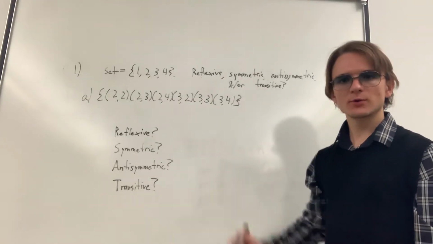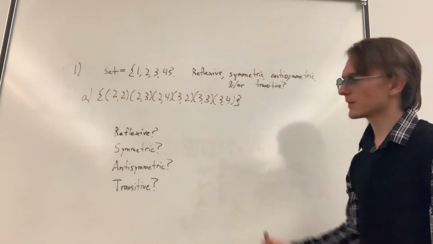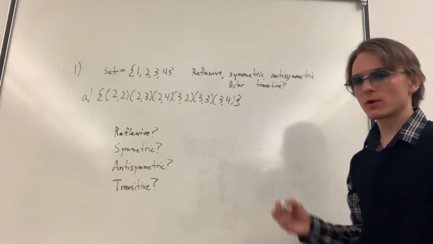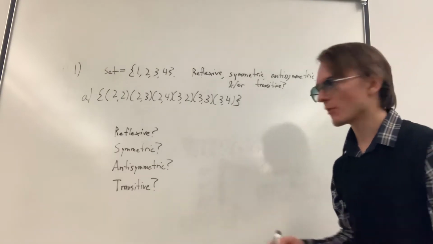We have the set 1, 2, 3, 4, and we're given the following relation. Is it reflexive? Well, no, because it's missing the pair 1, 1.